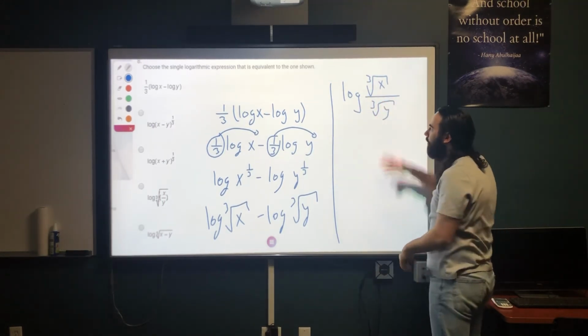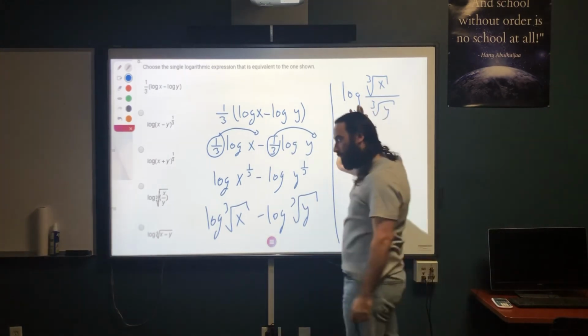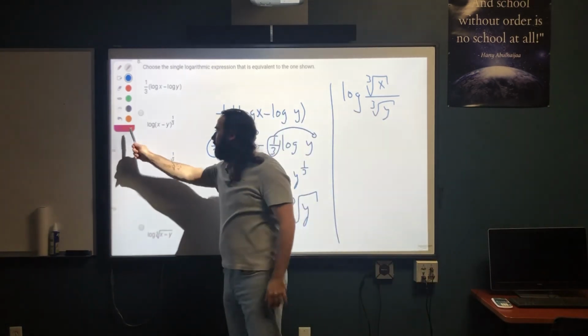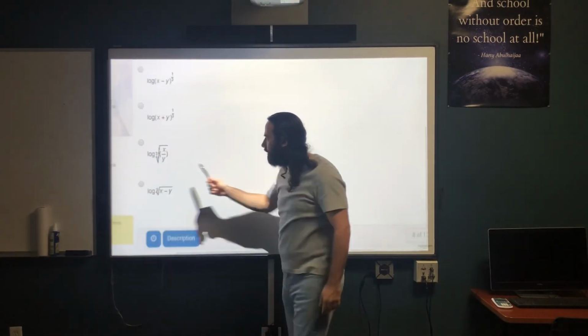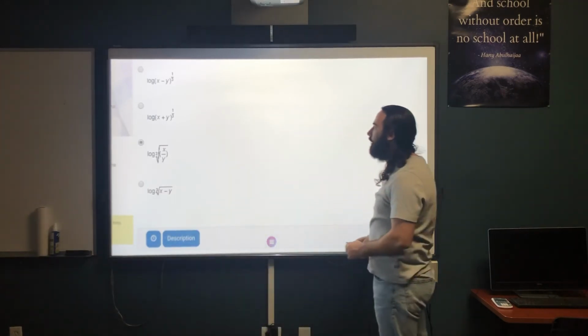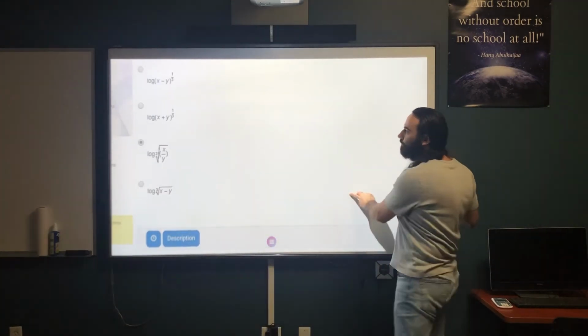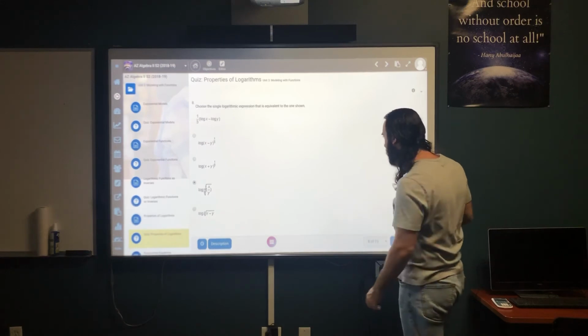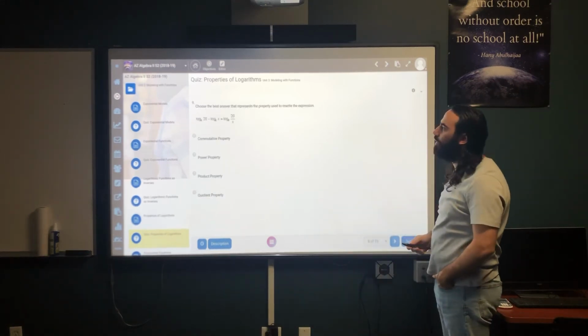So both of them are the third radicals. And that is the answer. So if we look for it, this would be the answer. Okay, now next.